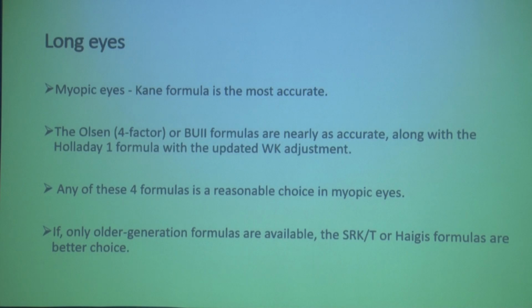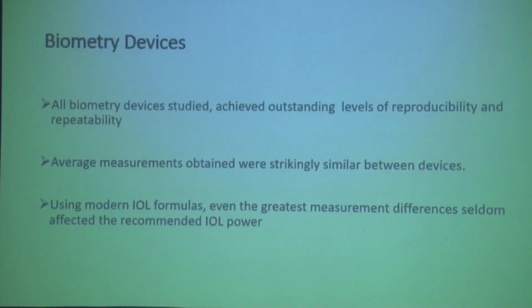Now coming to the long eyes, this is less of a problem because the IOL power is low here. Even in myopic eyes in this review, the Kane formula was the best formula, followed by Olsen, Barrett Universal 2, and the Barrett-modified Holladay 1.